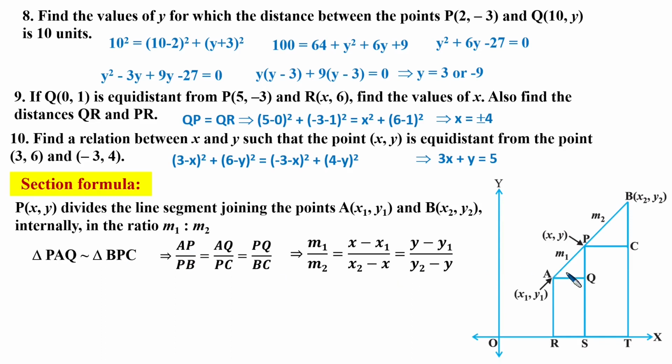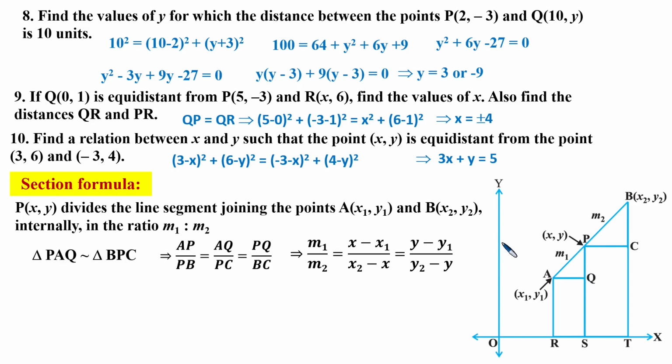So AP by PB, these are the hypotenuse diagonals, is equal to AQ by PC, and that is equal to PQ by BC. So I know that AP by PB, AP is M1, this is M2, and AQ is your X, this is the point X, so this will be all X here. So x minus x1, and PC is this one, that will be x2 minus x, what I have written here. And this is PQ.